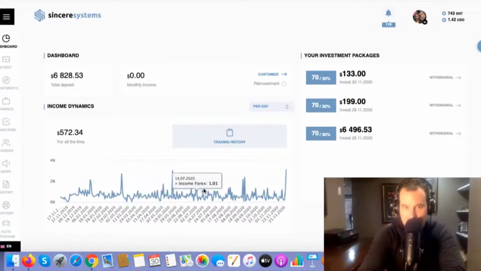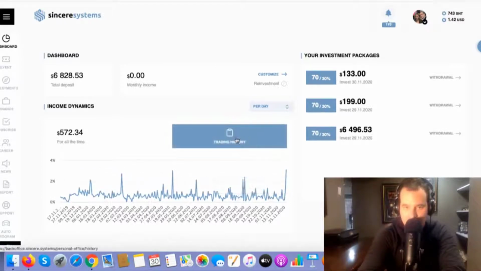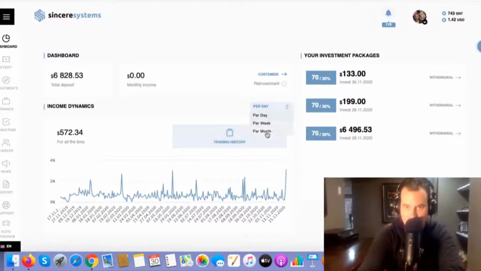There's your daily earnings there. Trading history, you can click that. You see some recent trades. You can change this to per week, per month, the chart down here. It's really, really simple, guys.